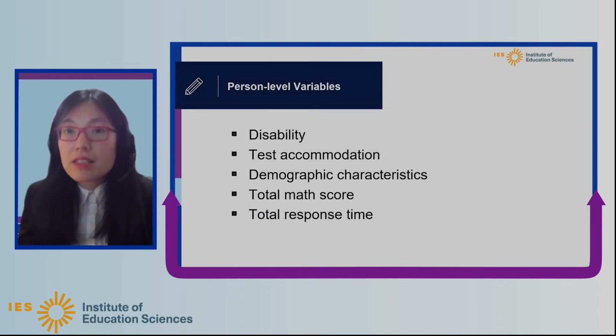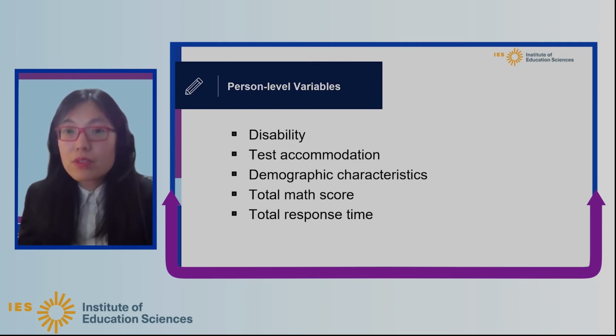Our study analyzed both person-level and item-level variables. Person-level variables include disability and the test accommodation. School staff answered a questionnaire for each student with disabilities who was sampled to participate in the NAEP study. This disability questionnaire collected information about the student's disability category, whether the student participated in the state assessment with accommodation, and what type of accommodation should be provided. NAEP assessment followed the test accommodation recommendation based on the information collected in this questionnaire.